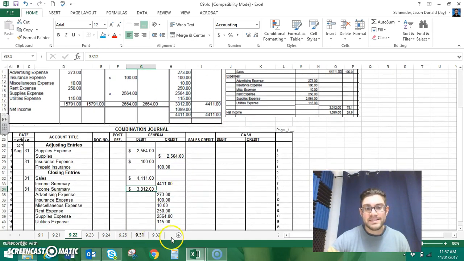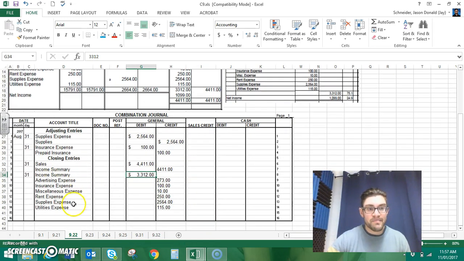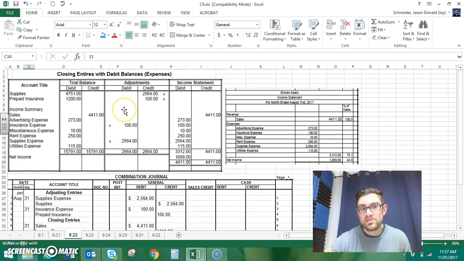Right? Again, once these are posted, our expense ledgers are going to have a value of 0, which means they're going to be closed out and then they're going to have nothing in them moving forward into our next fiscal period. Again, it's done on August 31st because it's done at the end of the month. This is closing entries with debit balances, our expense accounts.